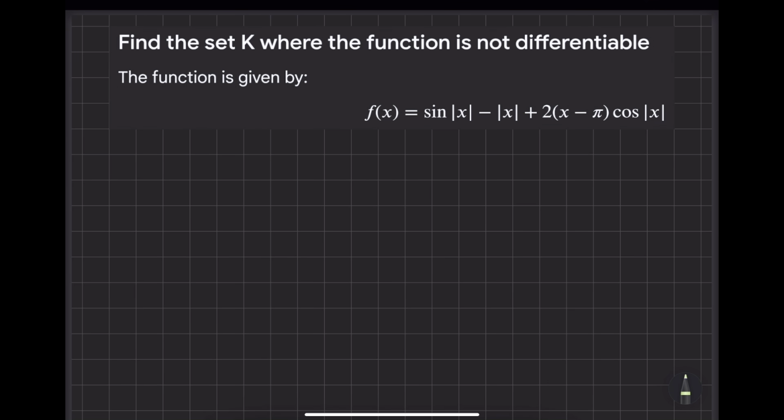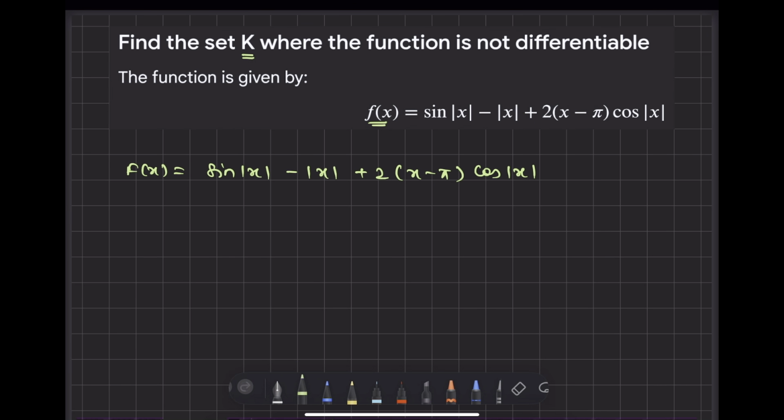So, we got a wholesome new problem which says find the set K where the function, hopefully f of x, is not differentiable. They have given you a function f of x equals sine mod x minus mod x plus 2 times (x minus pi) cos mod x. So these guys are interested in finding the set K for which the given function is not differentiable.